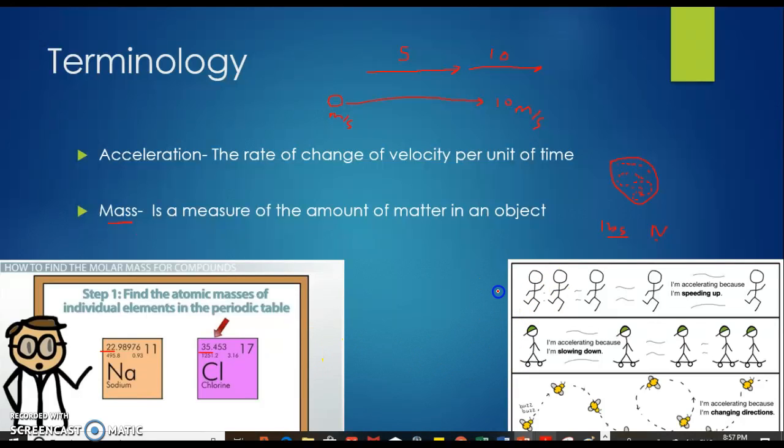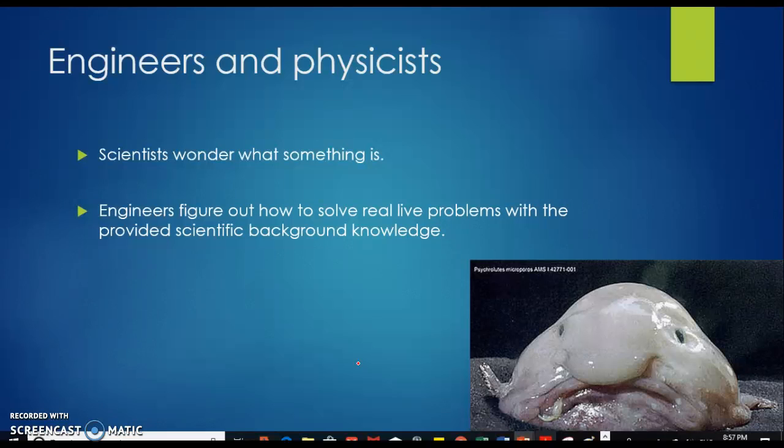Acceleration, here's some acceleration examples. Hope you look at those to understand what I'm saying. So those are the terms that we're going to use in this unit here. So next I want to go through the differences between engineers and physicists.